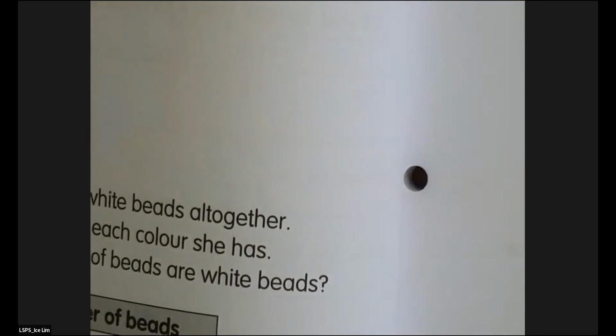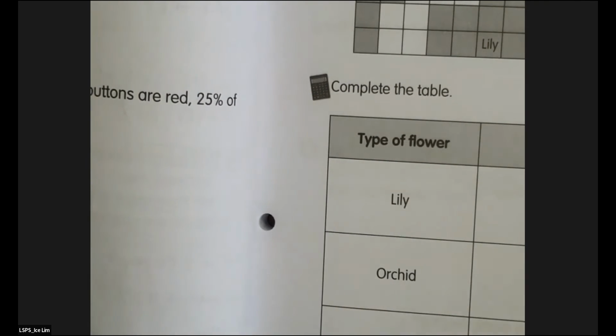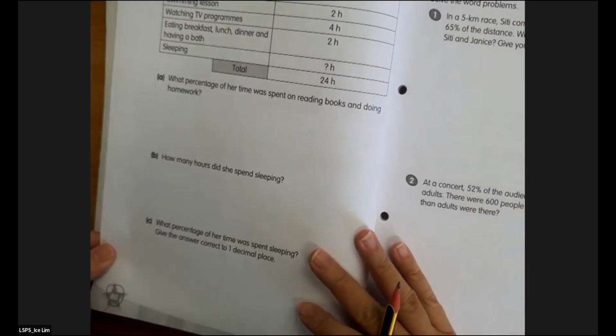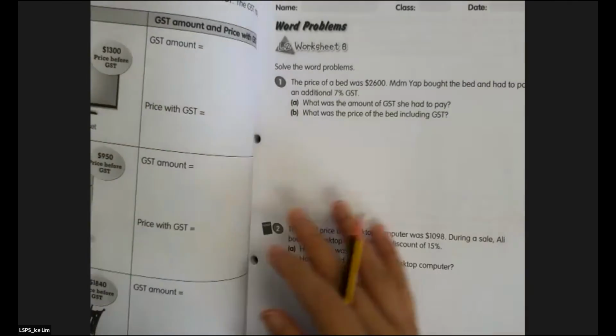Okay, so let's go backwards a bit. I'm going to go through some of the questions. By right, our homework was until page 80, so you should have already completed these questions all the way to page 80. I will do a bit of revision on finding percentage and quantity based on these 2 pages. This is page 79.